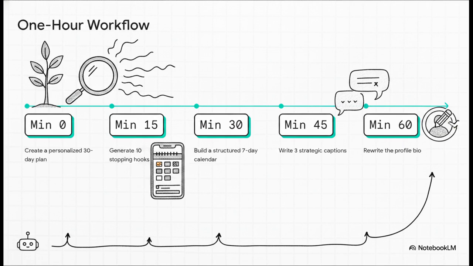At minute 0, our landscaper creates their 30-day plan. By minute 15, boom, they've generated 10 scroll-stopping hooks. At minute 30, they've built a full 7-day calendar. Fast forward to minute 45, they've written their first 3 strategic captions. And by the time the hour is totally up at minute 60, they've completely rewritten their bio. Just 1 hour. And that blank page anxiety, it's completely gone.